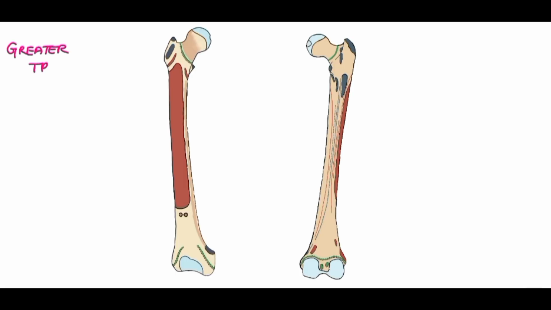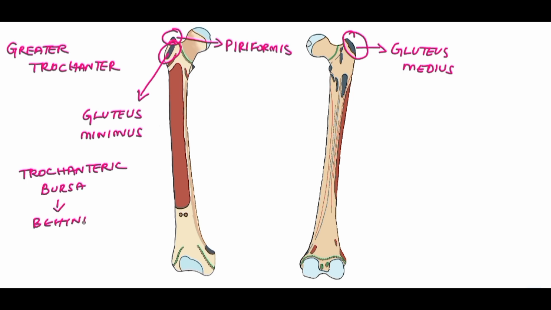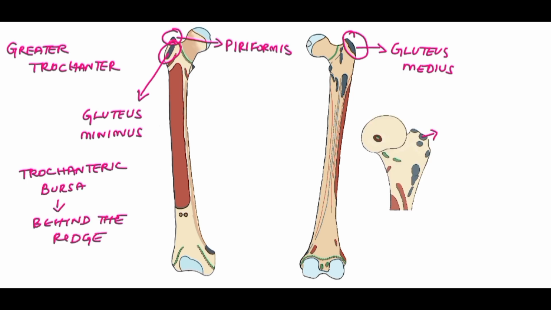Attachments of the greater trochanter. These muscles are insertion muscles. First one is the piriformis, which is present at the apex of the greater trochanter. Second one is the gluteus minimus, which is present on the rough lateral part of the anterior surface, and gluteus medius, which is present on the ridge on the lateral surface.